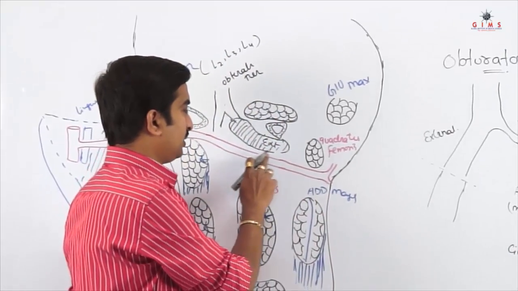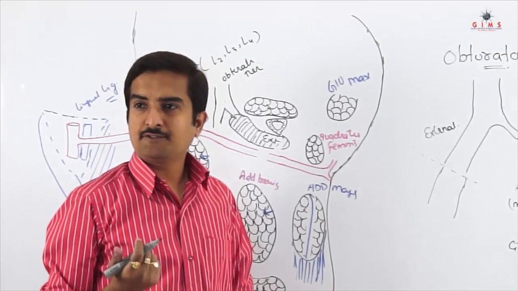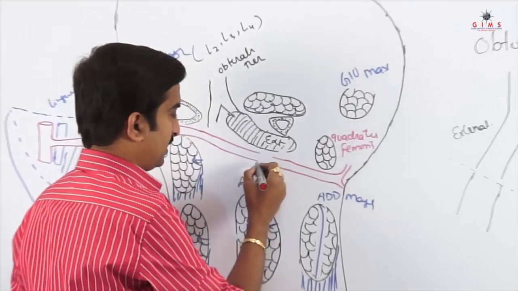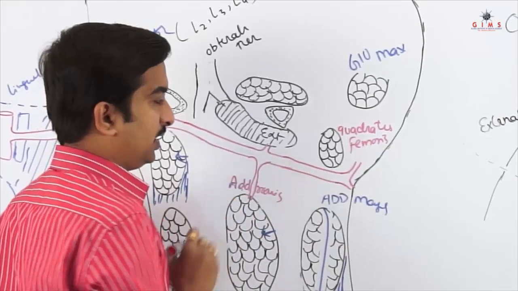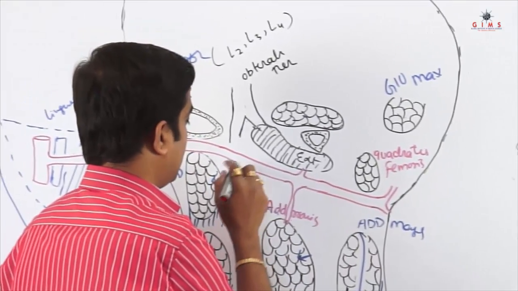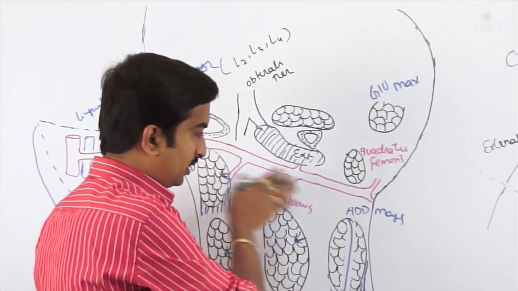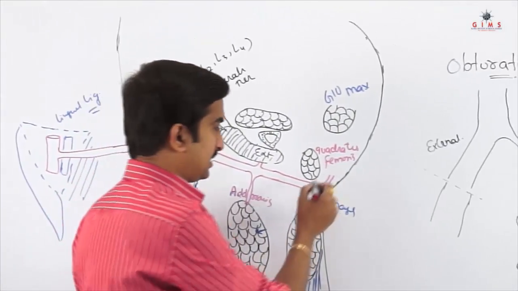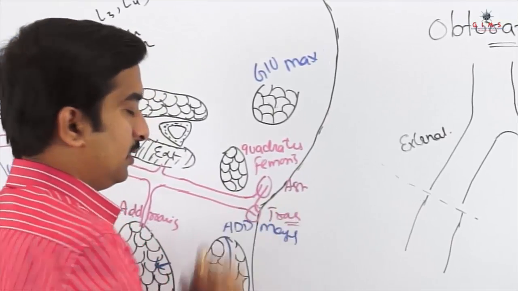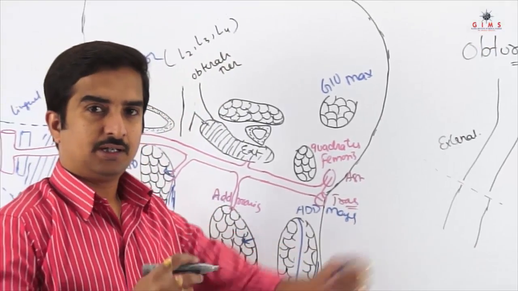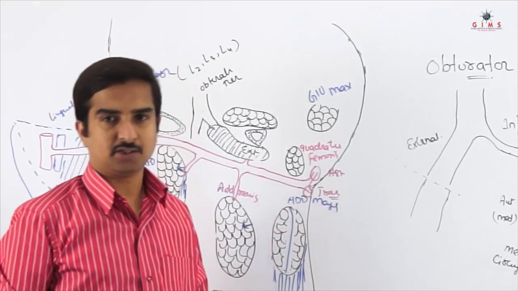Before they give terminal branches, the artery gives off many muscular branches. For example, the artery may give a branch to the adductor brevis, a branch to the obturator externus, and a branch to the pectineus, like that. So before the artery terminates into ascending as well as transverse branches, it is giving rise to many muscular branches from where it is passing through.